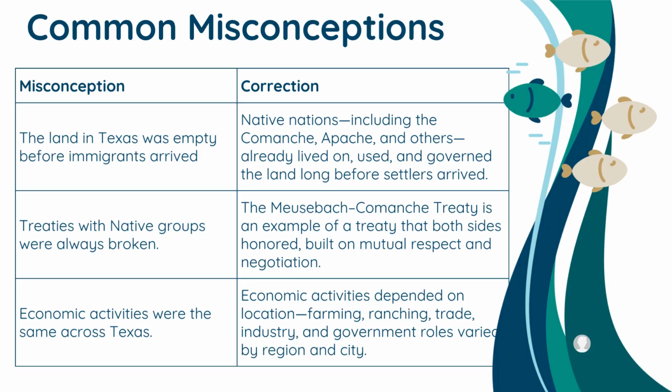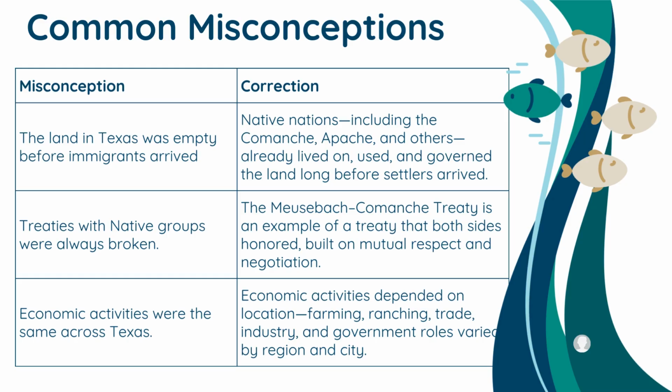Here are a few other misconceptions you might hear students express, like the idea that Texas land was empty or all treaties failed. Correcting these helps students show empathy, understand historical context, and build more accurate narratives. Students might have a belief that the land in Texas was empty before settlers arrived. However, it's important to recognize that native nations like Comanche and Apache were already living on and governing the land. These communities had rich cultures and active governments long before European settlers arrived.